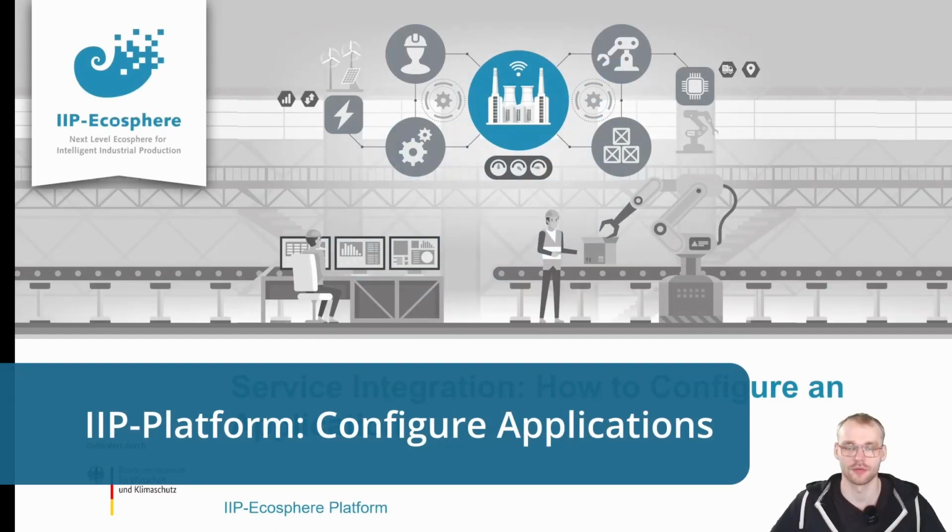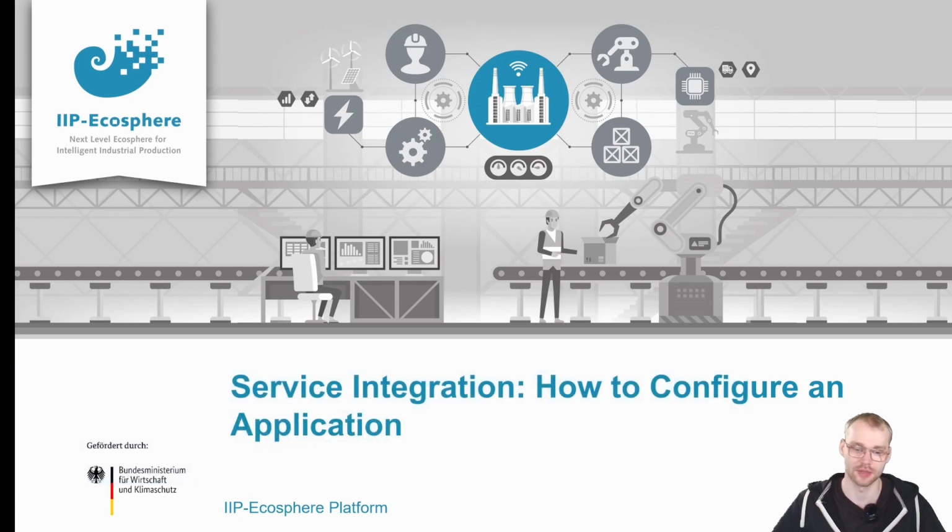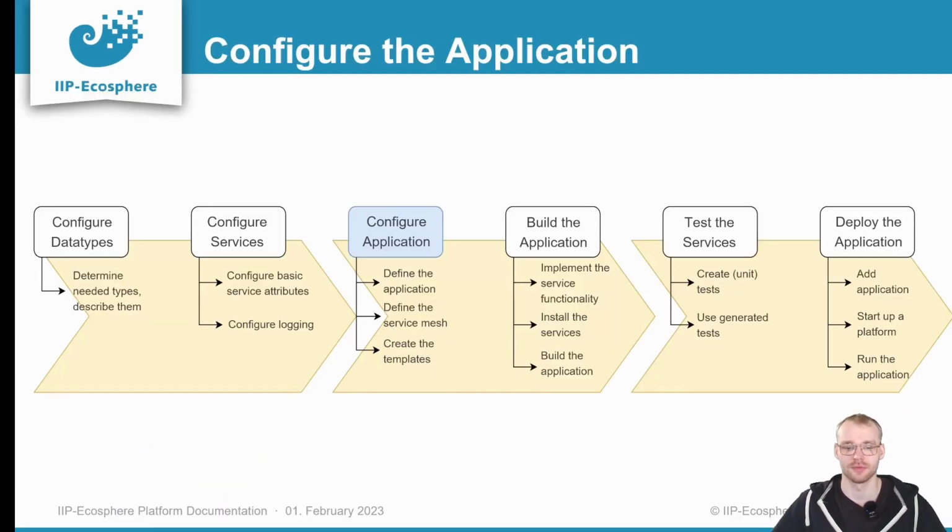Welcome to the third part of this tutorial series about how to create an application from services for the IIP-Ecosphere platform. This is the third step in the whole process of creating our basic application, and it consists of three sub-steps. First we define the application, then we define a service mesh, and then we create the templates to further work on this to build the application.